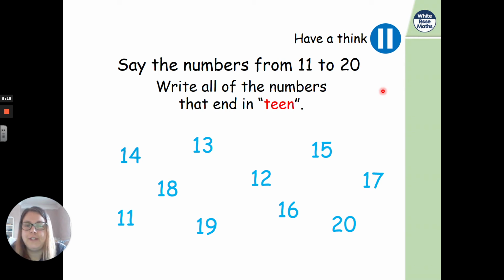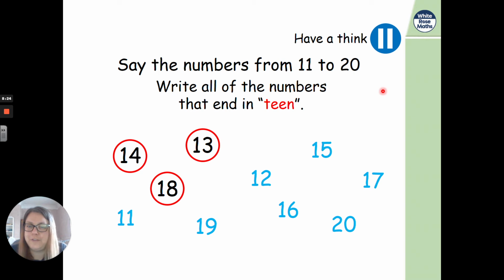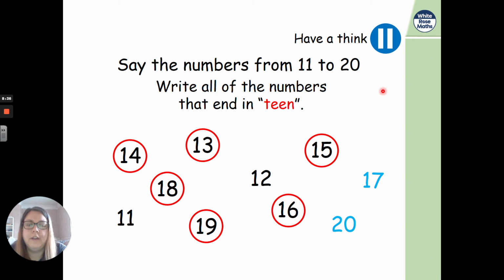So we should have written down 14, 13. You've probably done it in the order from after 12, haven't you? Okay, but I'm going to just show you by circling. So give them a tick. 18. 11 we don't write, do we? 19 we do. 12 we don't write. 15, 16, we don't say 20, and we say 17. So if you'd done it where you say from 11 to 20, you're not going to write 11, you're not going to write 12, then you'd write 13, 14, 15, 16, 17, 18, 19, and then you wouldn't write 20. So we do call these the teen numbers, but 11 and 12 don't have teen at the end.